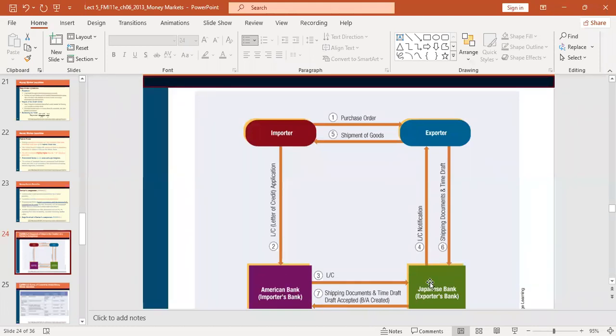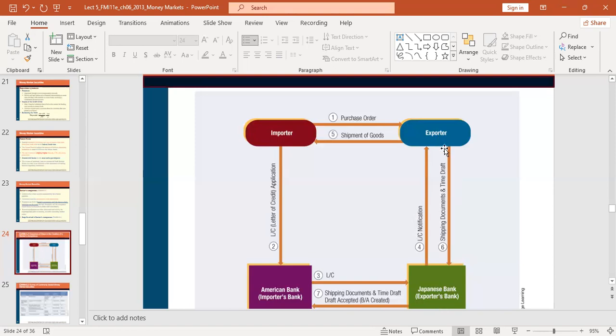So in the fourth step, the exporter's bank will now notify the exporter saying that there is a notification of letters of credit that have been received. Then after the fourth stage, this exporter will ship the product. You can see it is only when the two banks are involved, that is when the exporter now ships the goods to the importer. So after the exporter ships the goods to the importer, then we have step 6.